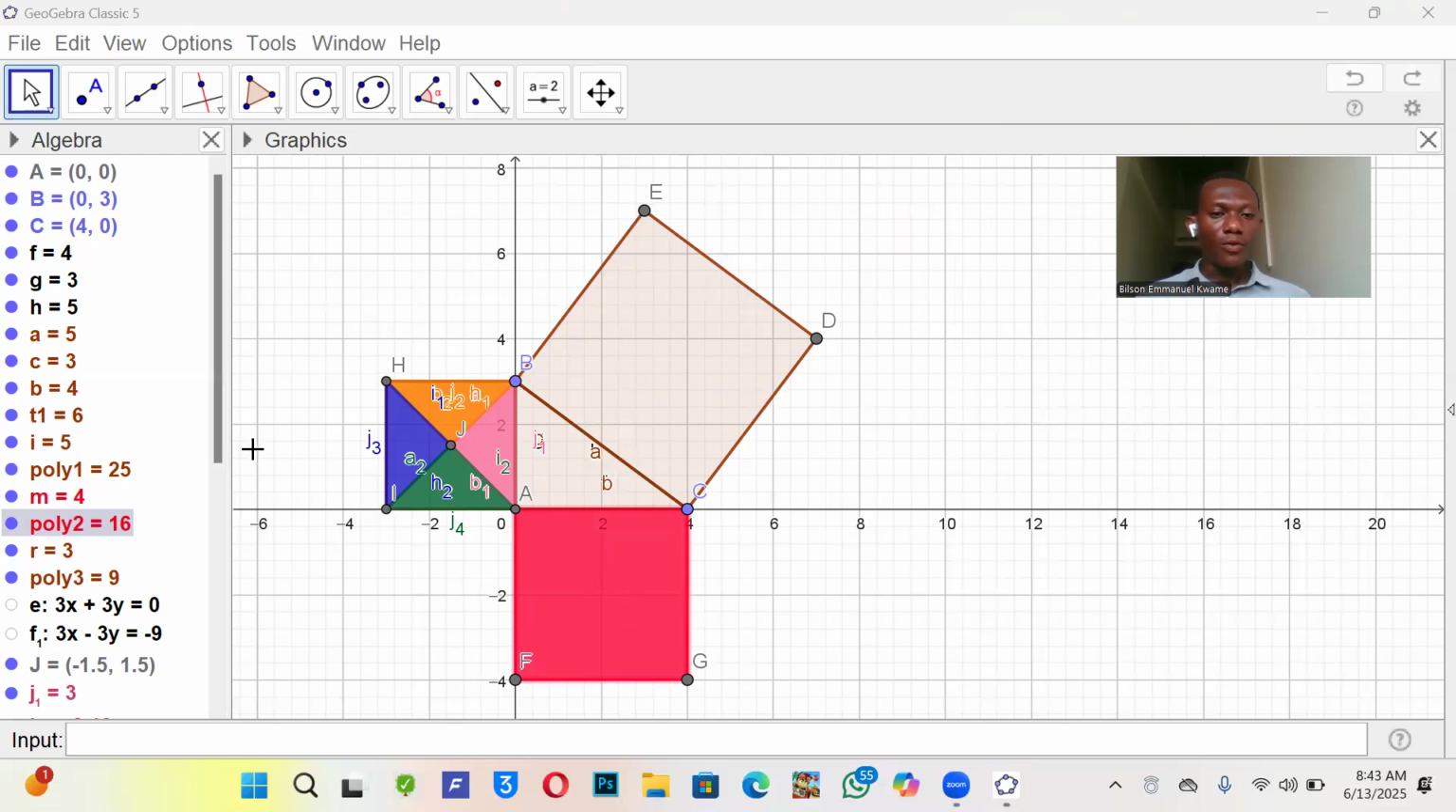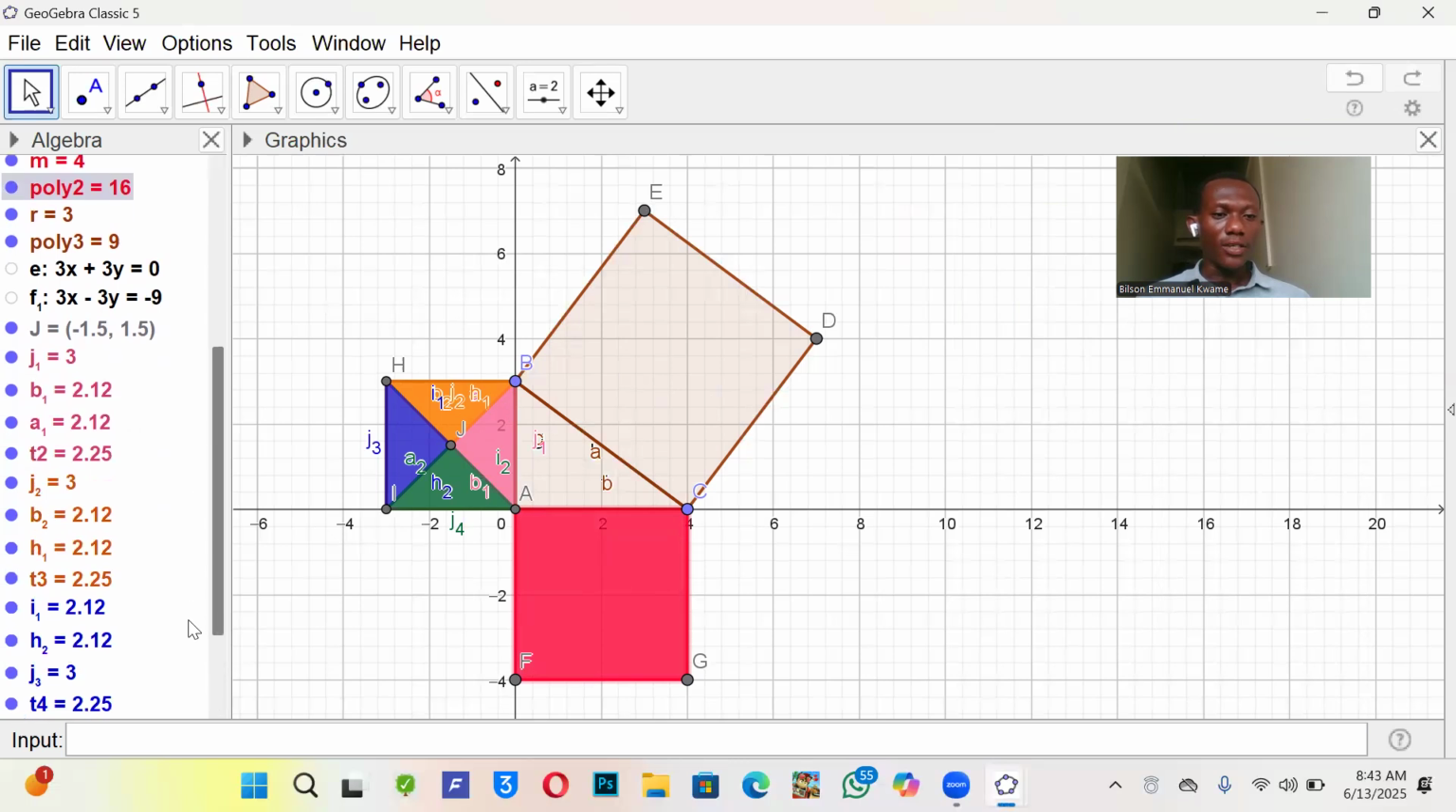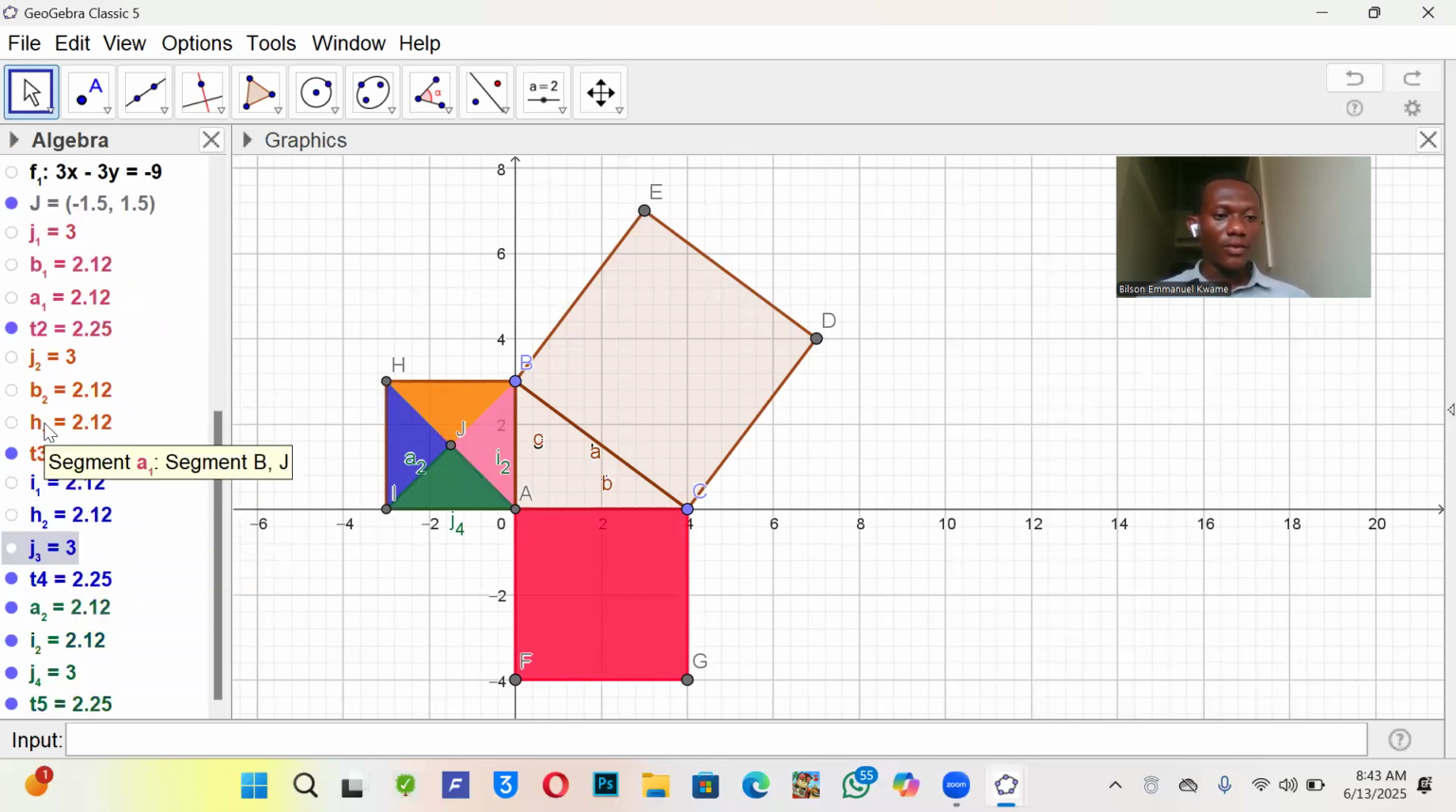Good. Now there are some things that we have to deactivate to make our work look neater, right? So the ones with the A1, B2, H1, make sure you deactivate them, not delete them, sorry. Deactivate them so that the work becomes neat, to get a clearer and neater work.